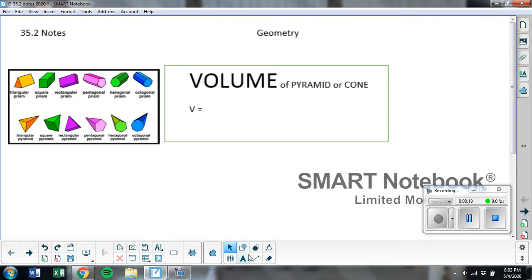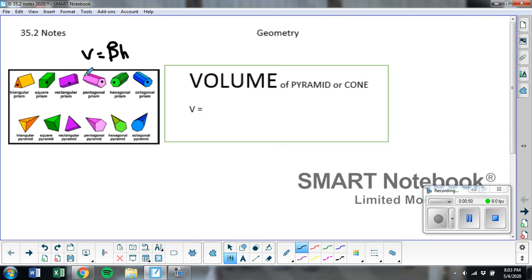We've already done volumes of these prisms, a triangular prism, square prism, and so on. We know that the volume for those is BH. Remember, B stands for area of the base times the height. You can go back and watch that video if you need to. That's how I find these. So I would find the area of this pentagon base, multiply it by how tall it is, the height to the other pentagon base. So how is that going to compare to these pyramids?